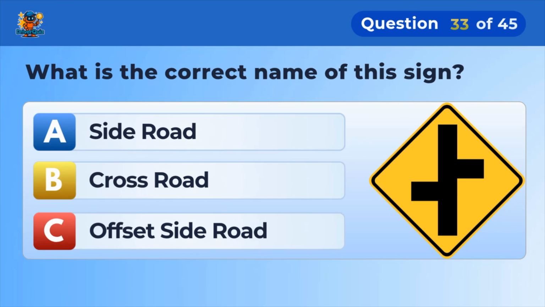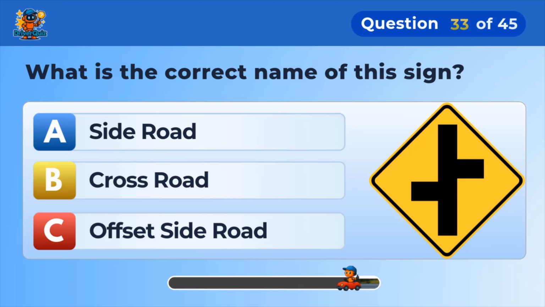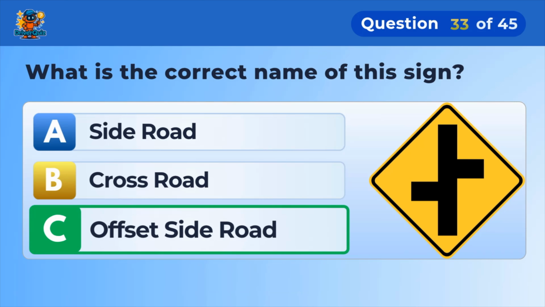Question 33. What is the correct name of this sign? A. Side road. B. Crossroad. C. Offset side road. The correct answer is offset side road.